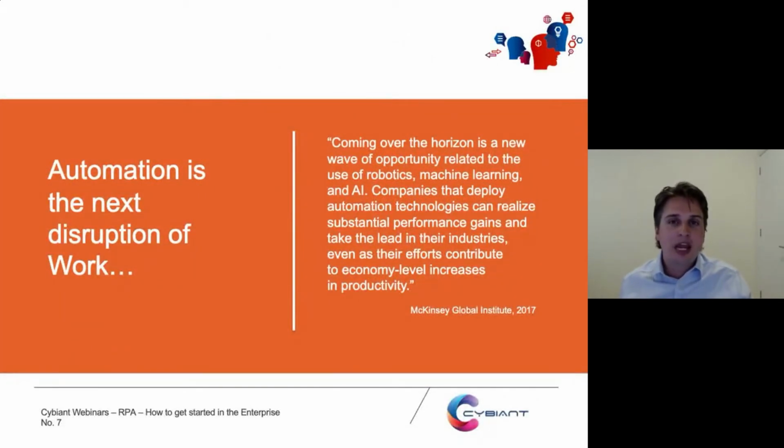If we look at the way that automation has been disrupting the work that has been going on in most organizations, I always really like the quote that you see here on the next screen, which comes from the McKinsey Global Institute. It says, coming over the horizon is a new wave of opportunity related to the use of robotics, machine learning, and AI. Companies that deploy automation technologies can realize substantial performance gains and take the lead in their industries, even if their efforts contribute to economy-level increase in productivity.